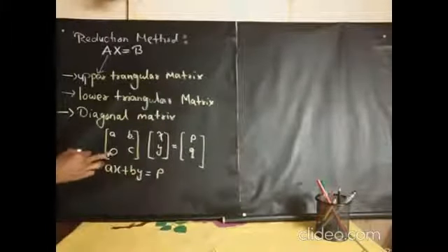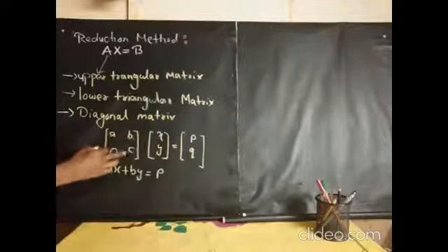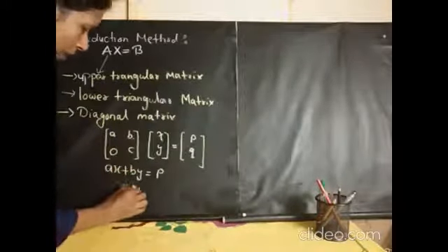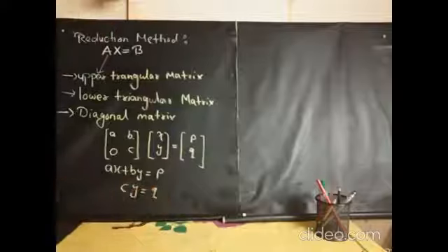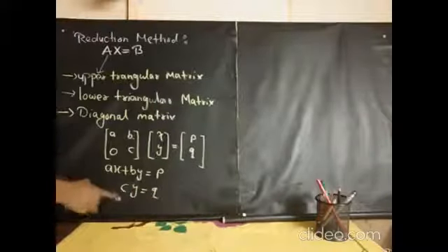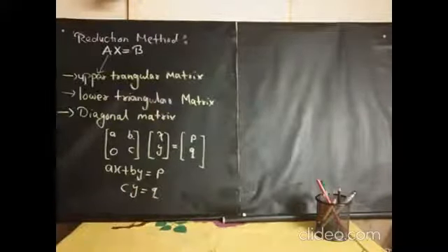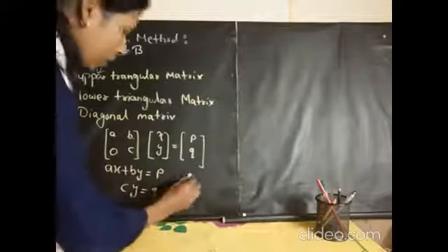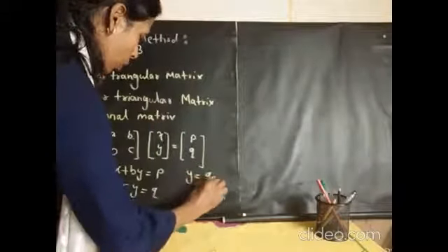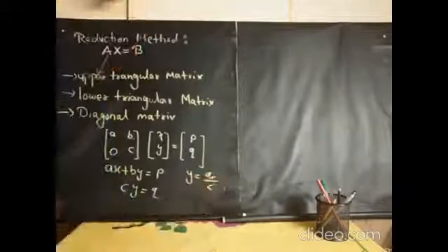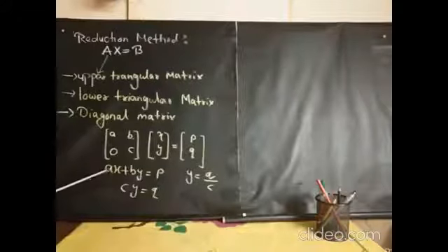And next from here you will get 0 into X, that is 0, C into Y equals to Q. And from equation number 2, you can find the value of Y. Y is equal to Q upon C. And this value of Y you will substitute in equation number 1. After substituting the value of Y in equation 1, you will get the value of X. In this way it becomes very easy to solve it. This is called the reduction method.